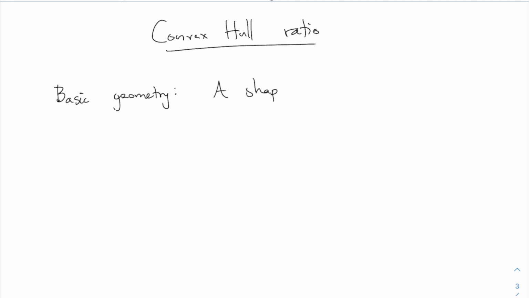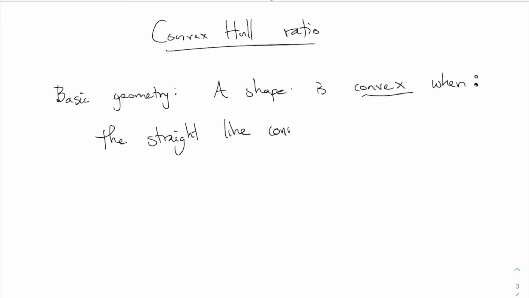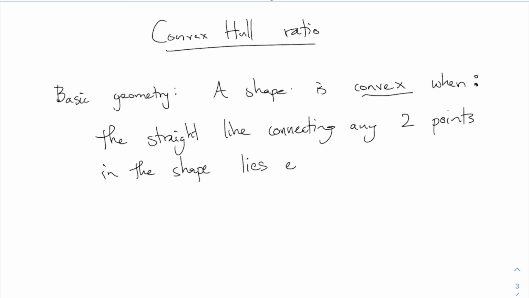A shape is called convex. Anybody remember this word? I don't know if people learn about convex shapes when they're kids in high school. It's not that complicated. A shape is called convex when, it's a little hard to say, but once you get the idea in your mind, it's very easy to understand what convex means. When the straight line connecting any 2 points in the shape lies entirely inside the shape. This is what it means to be convex. The straight line connecting any 2 points in the shape lies entirely inside the shape.